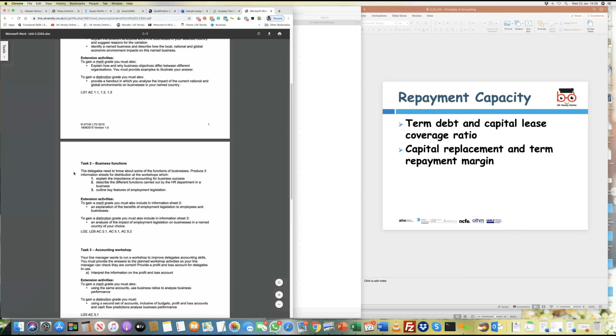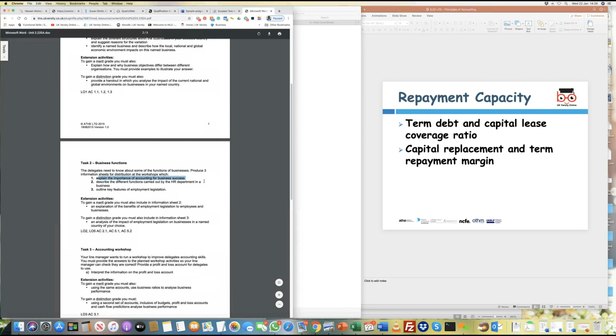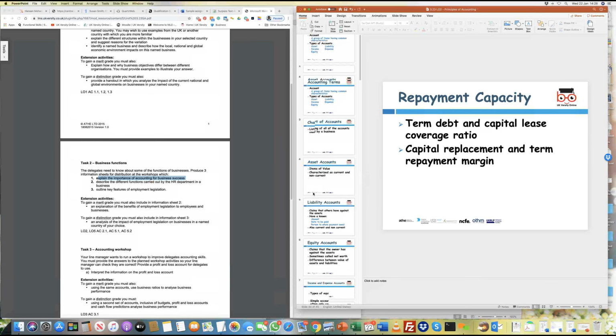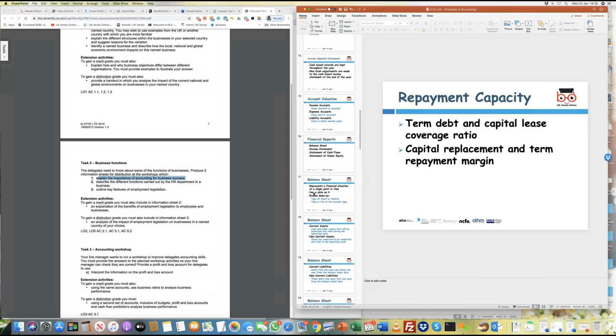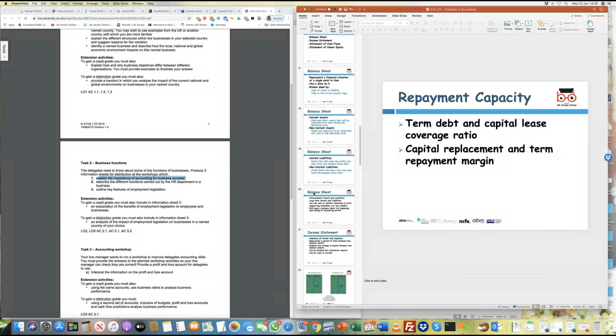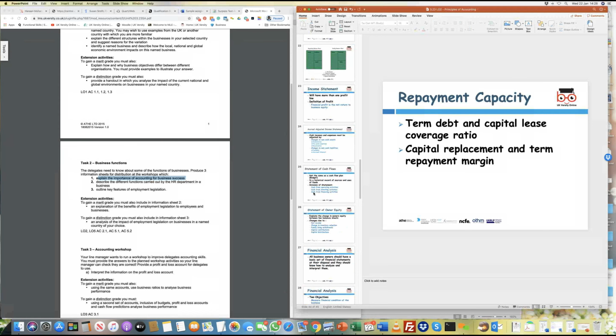So it says the delegates need to know about some of the functions of business. Produce 3 information sheets for distribution at the workshop. That means we have to produce one which is the importance of accounting for business. So a small handout that we need to create, which is a Word document, explains the importance of accounts for business. And that's covered in some of the slides that I've discussed earlier in this presentation. So why do we need financial statements, and what is the requirement of these financial statements for a business? These statements give us the current situation of the business and also the performance of the business, and that is what needs to be elaborated.